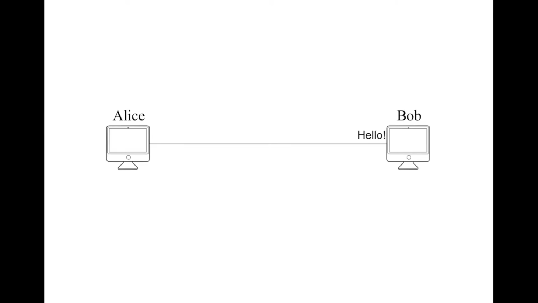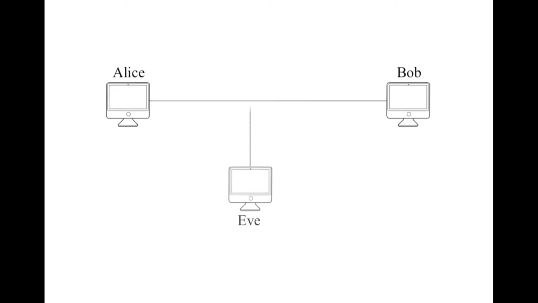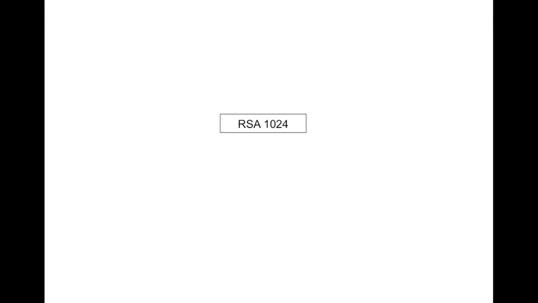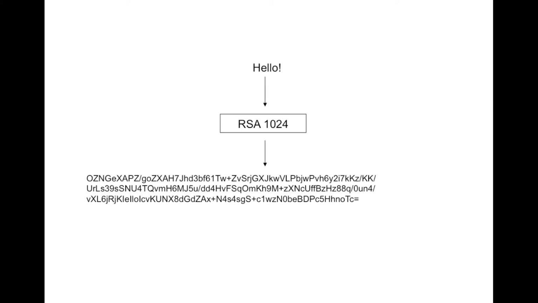A problem arises, however, when Eve here listens in on their communication. She can see whatever Alice sends to Bob. This is clearly a problem when sensitive data such as passwords are sent over the link. A common way to resolve this issue is to use encryption. For example, Tor uses the RSA 1024 protocol, which would encrypt our word hello into this gobbledygook right here.